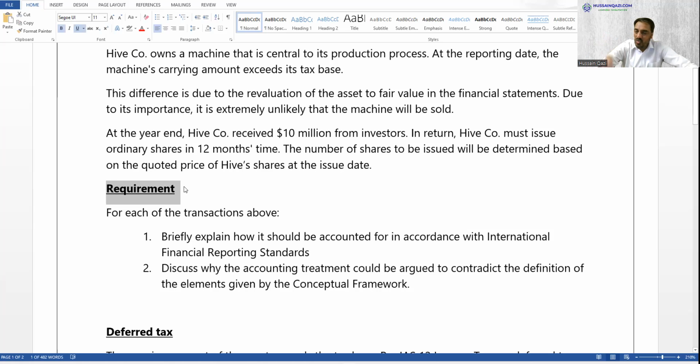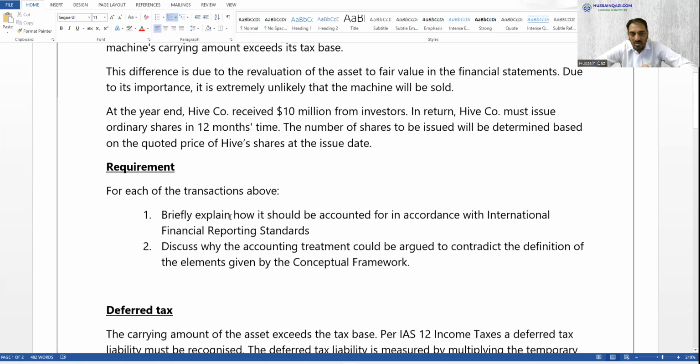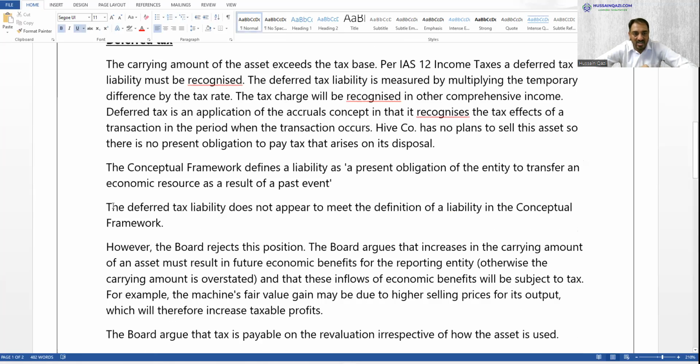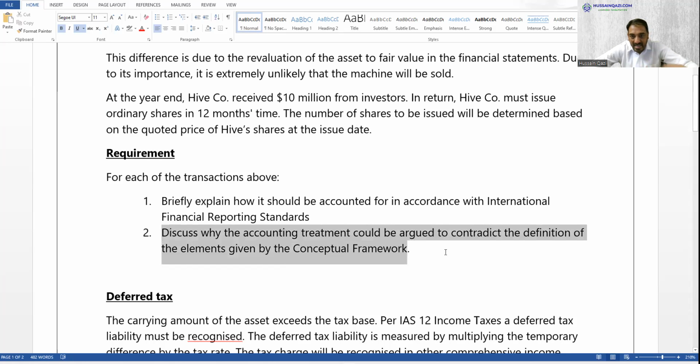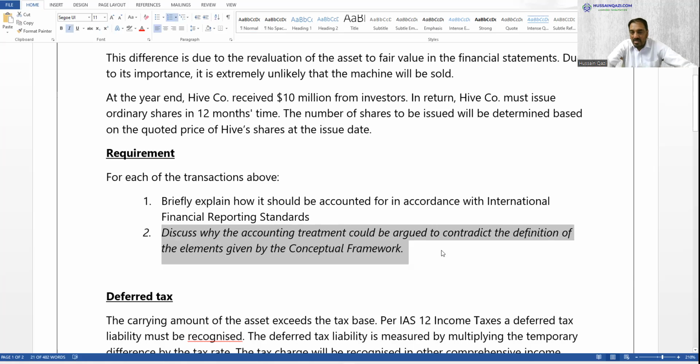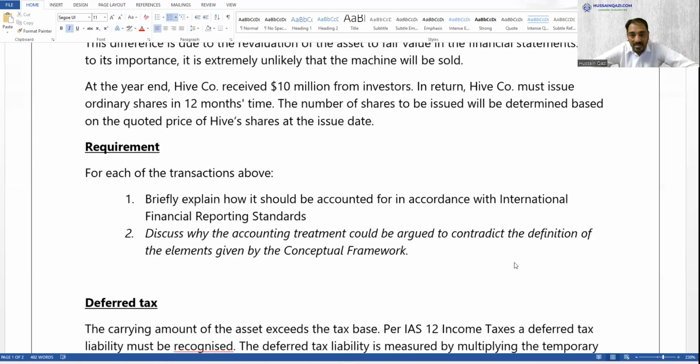So the examiner also examines the conceptual framework in this manner. For each of the above transactions, number one, briefly explain how it should be accounted for in accordance with IFRS. So that means a very clear heading about deferred tax and financial instrument. But in SBR questions, the conceptual framework is always integrated with the scenarios. Discuss why the accounting treatment could be argued to contradict the definition given by the conceptual framework. So that is the point.